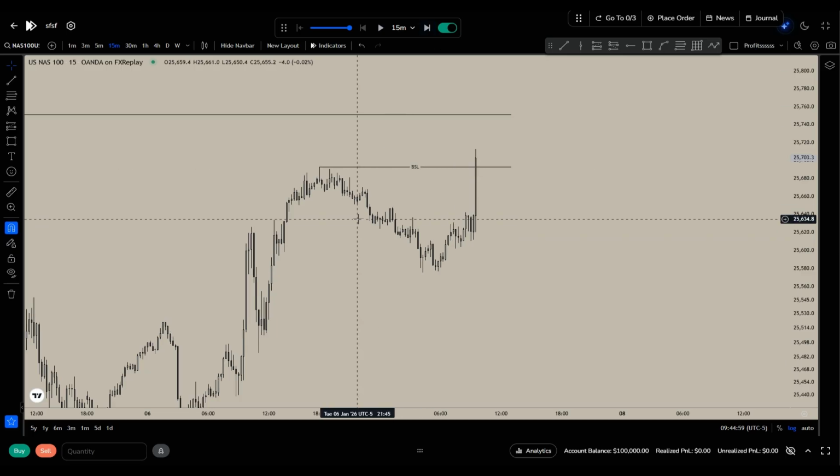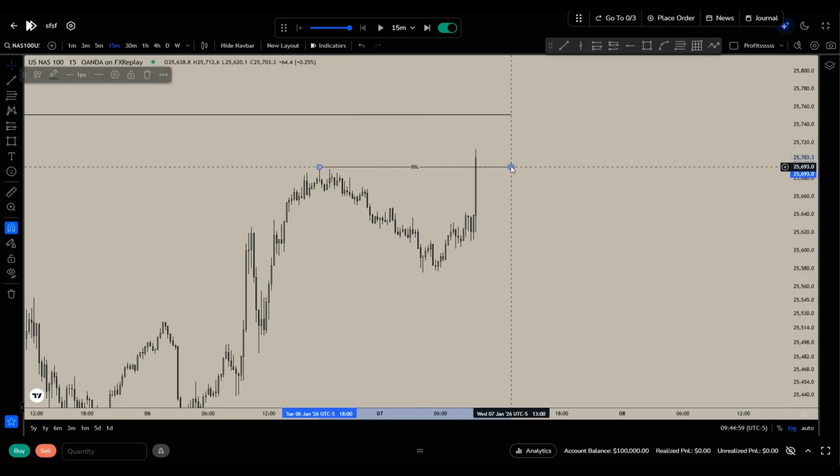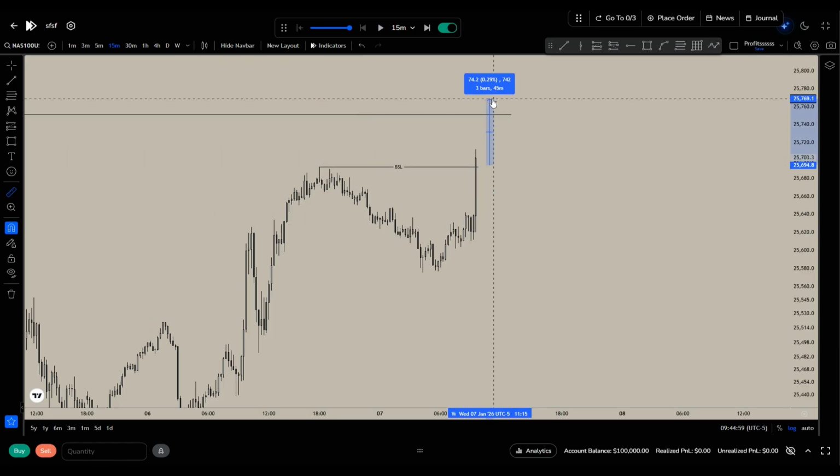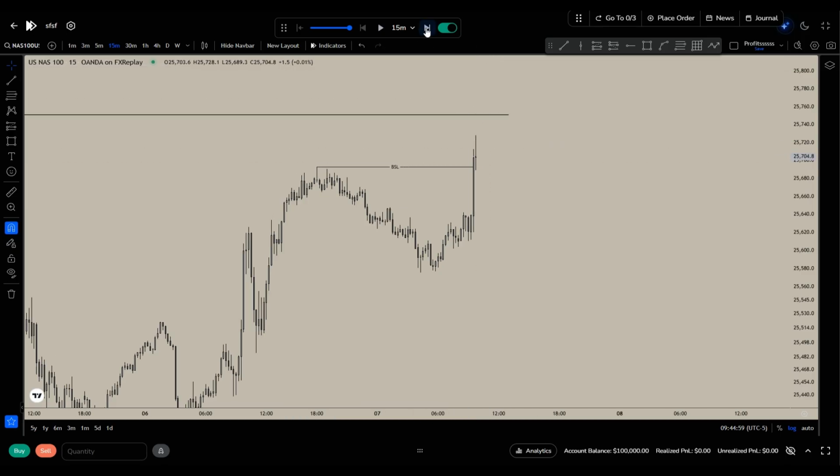Boom. Right at market open, what happens? We take this buy side liquidity and look where we're going. We're going towards the draw on liquidity, right? So let's see what happens.